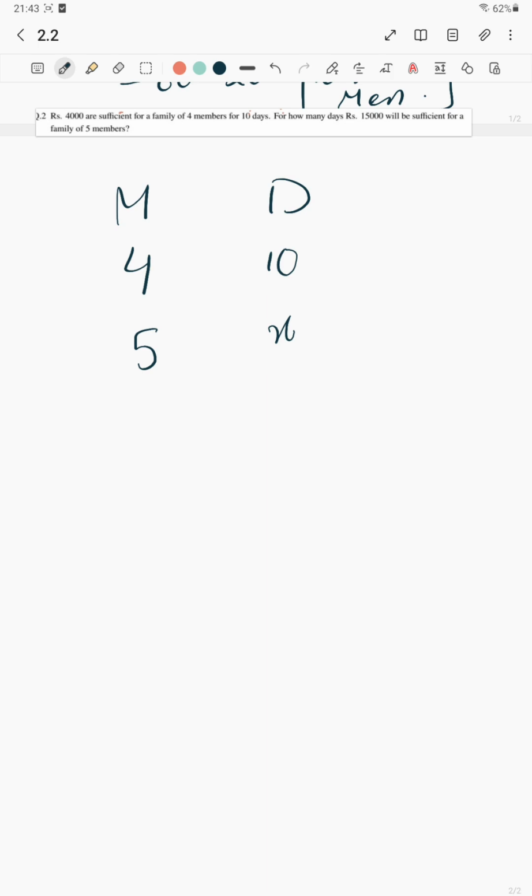If members increase, the days decrease. If there are more members, the food will be finished in fewer days. If there are fewer members, the food will be sufficient for more days. So we have inverse proportion. In inverse proportion, we put opposite signs. After putting the opposite signs, we start writing from the tip: it's 5/4, and from the tip, it's 10/x. You always have to put opposite or inverse signs in inverse proportion.